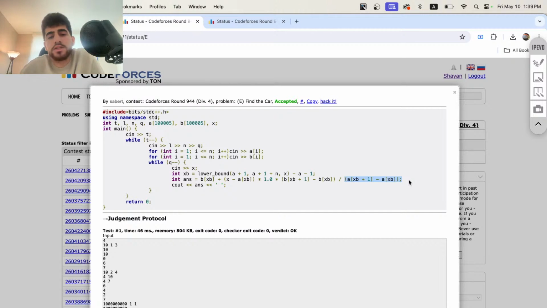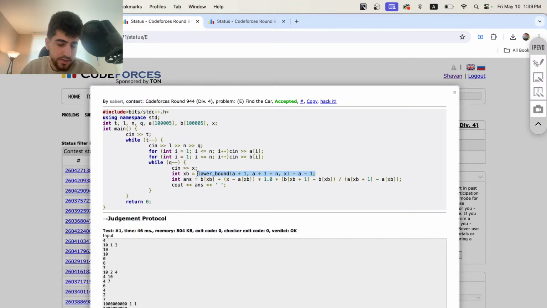Yes, this lower bound will find the greatest integer less than or equal to x. Lower bound is binary search. It does binary search itself. It's a binary search that C++ has implemented itself. So when you say lower bound of something, it will just find the greatest integer less than or equal to that. Okay, and that's going to be all.